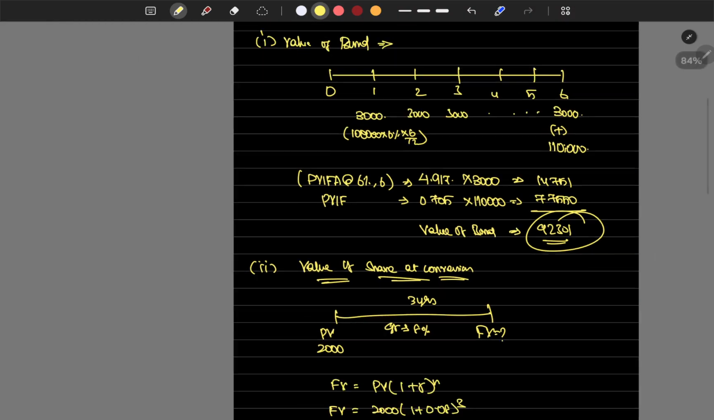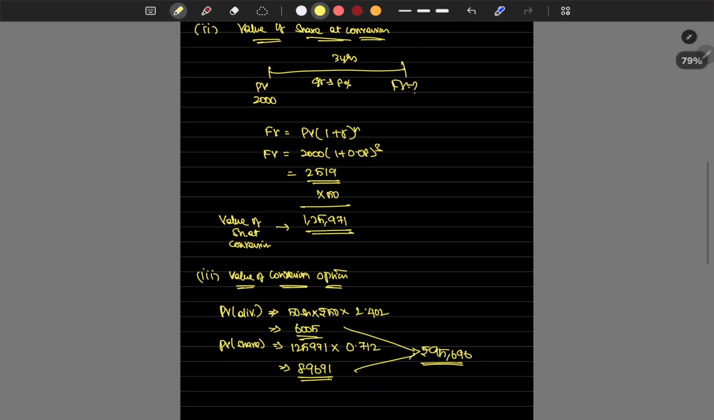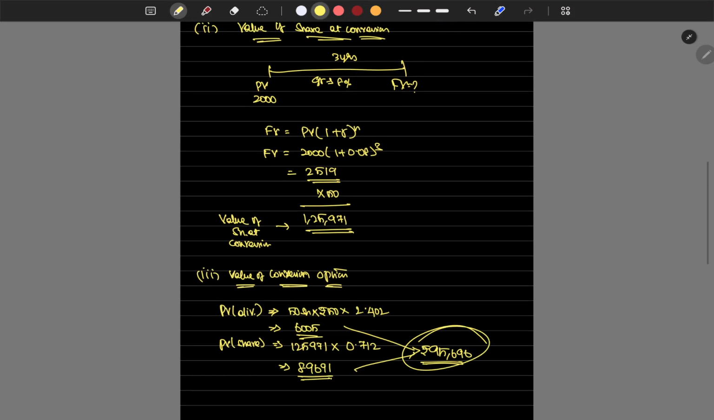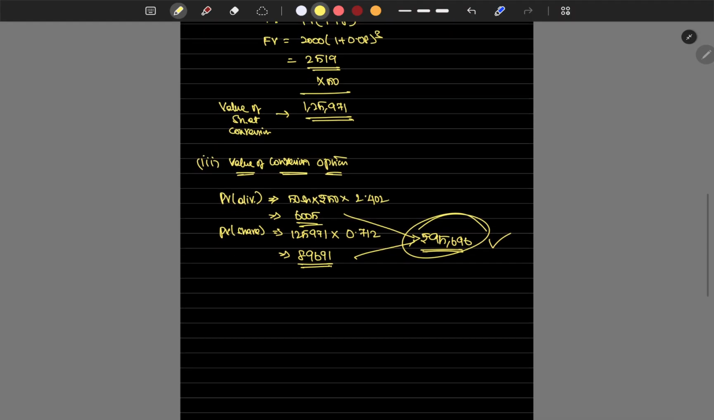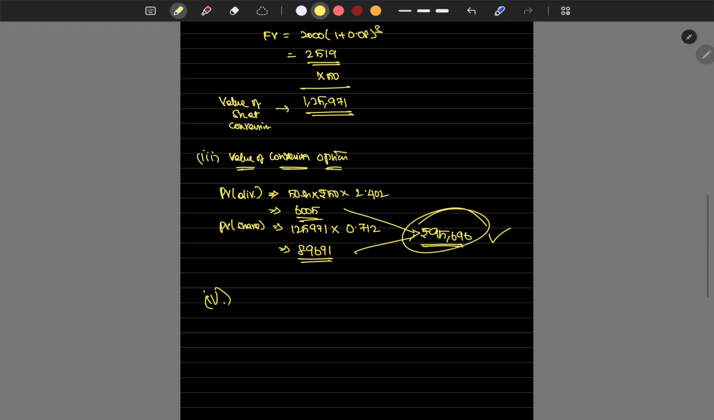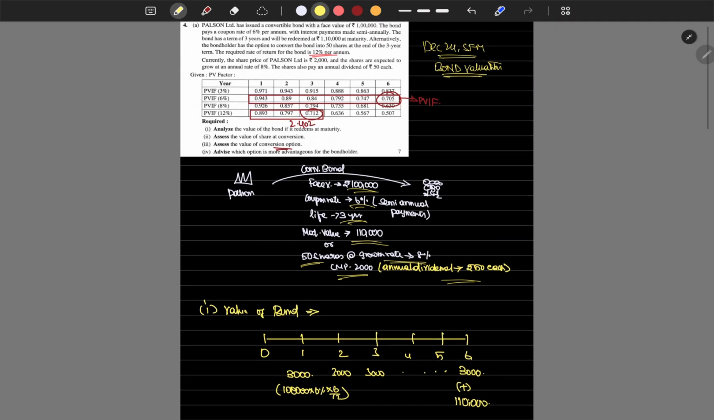So what's the ultimate thing which gives us more benefit? Obviously the shares, right? So what we have to advise here is the bondholder should choose to convert the bonds into 50 shares at the third year maturity, right? So he should not opt for redemption at premium of the bond at 1,10,000. Instead he can opt for shares. That's the conclusion. Converting into shares is the good option here. That's what we have to advise.